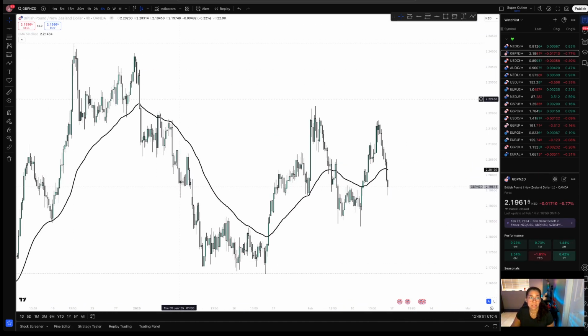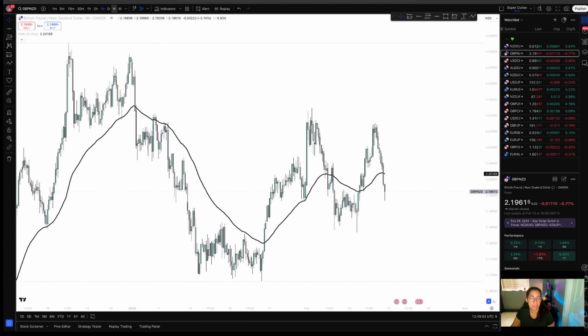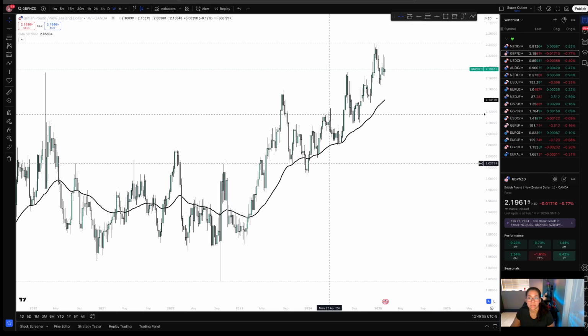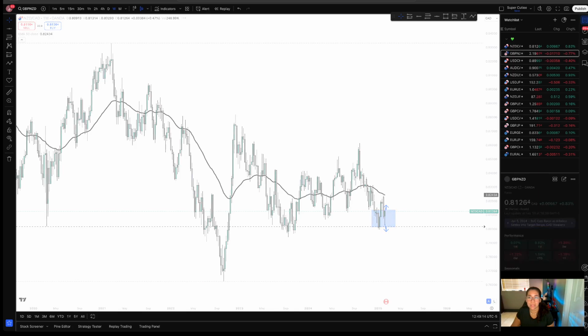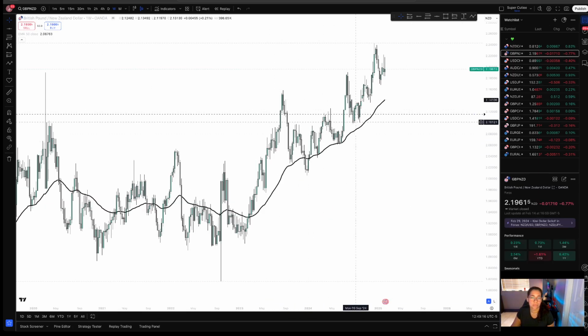Okay, GBP NZD. GBP NZD was our winner last week. Let's see what we have this week. On the weekly time frame, we can see a nice trend. If you compare NZD CAD on the weekly, you see all this garbage here, and GBP NZD is having much better bullish momentum. You can actually see the trend, right?